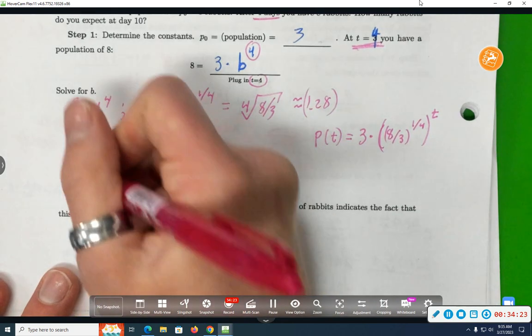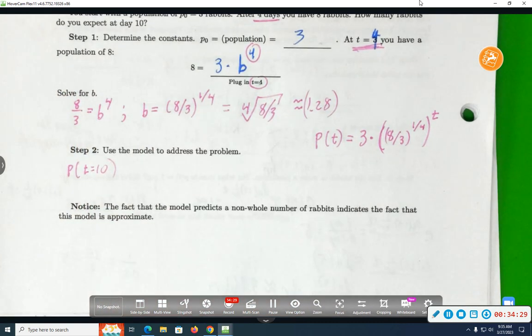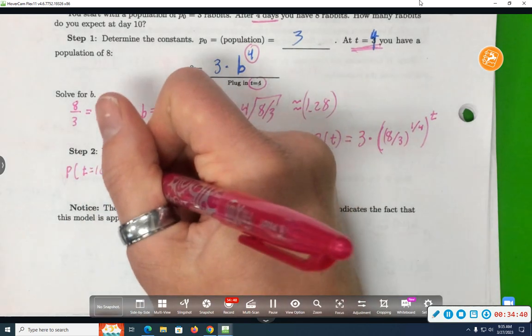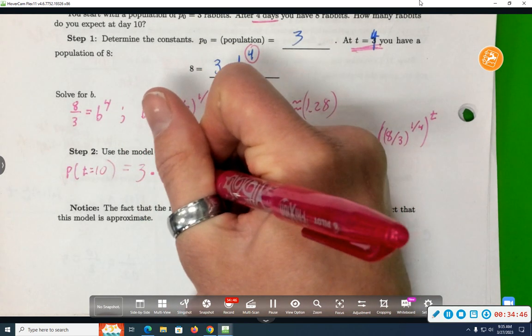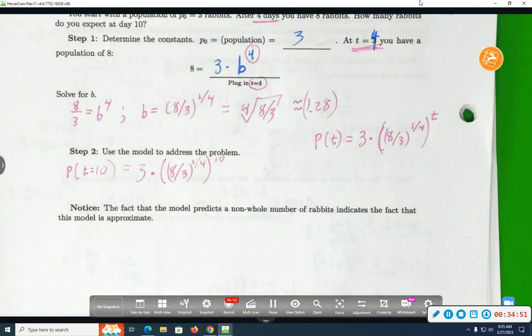So, let's do that. We want to know the population at time equals 10. Maybe we should do a quick unit check. Are all the units of time consistent in this problem? Is everything in days? Yep. Okay, cool. So there's no need to convert units. So that's equal to 3 times (8/3)^(1/4) raised to the 10th power. And we could just straight up plug this into a calculator. There's some simplification to be done. But let's start with this, just decimal approximation. What is that?